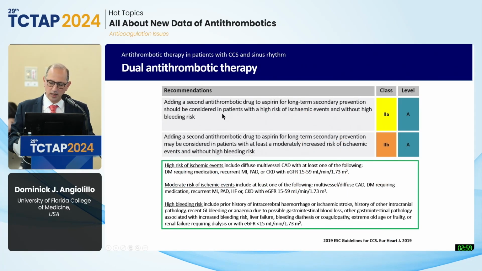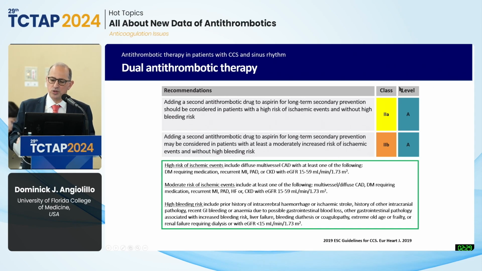The European guidelines, in my opinion, do a much better job than the ACC guidelines. And they say that in patients at a high risk for ischemic events and without high bleeding risk, these should be considered a class 2A. So to answer the question, when should they not be used? By definition, if you're at high bleeding risk, you should not be using any of these strategies, DPI or DAPT, while it's a 2B if the patient is at moderate risk.